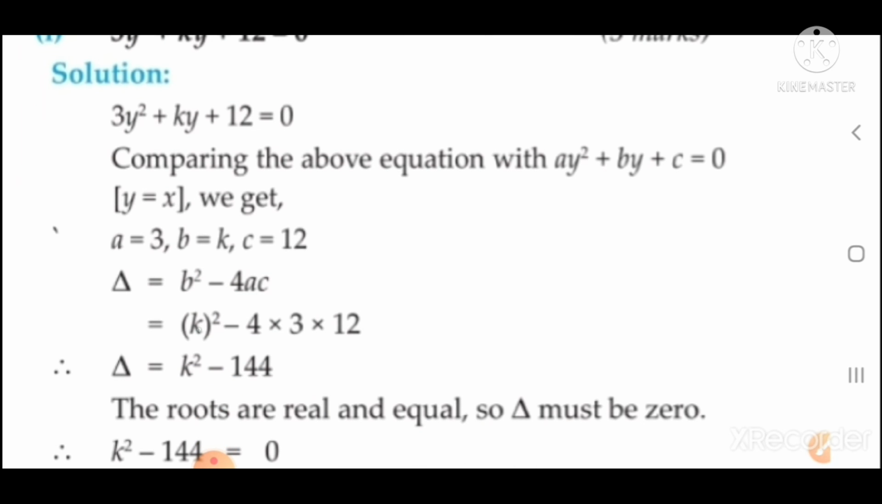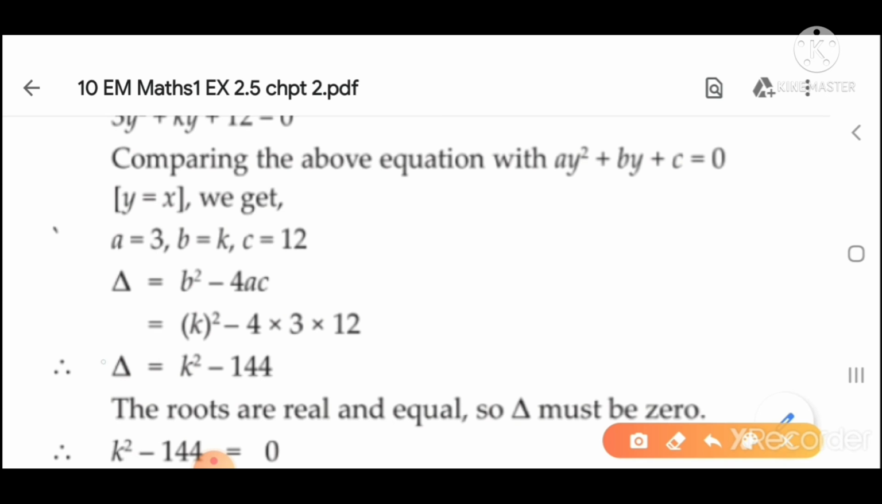So delta is equal to b square minus 4ac. Now what is the value of b? It is k, the whole square, minus 4 into a, which is 3, and c, which is 12. So k square becomes k square minus, you multiply 4 into 3 into 12, you get 144. So you got the value of delta, that is discriminant is equal to k square minus 144.